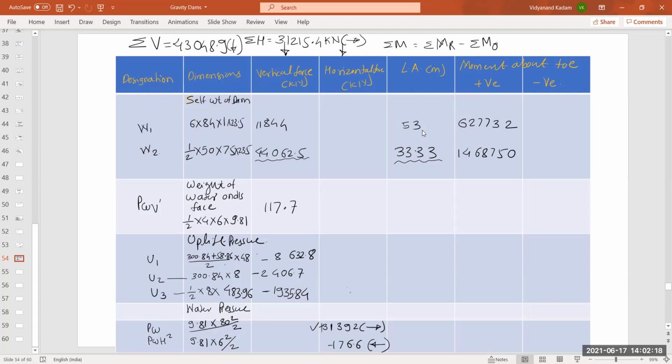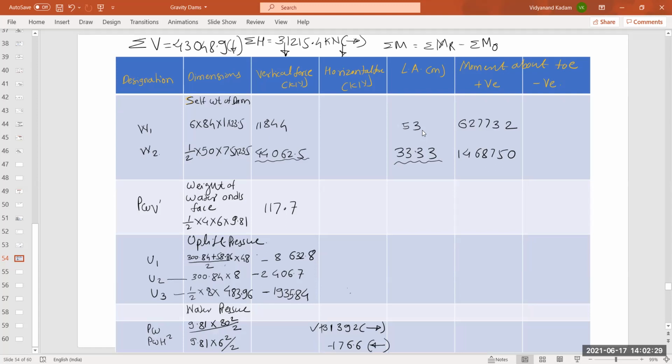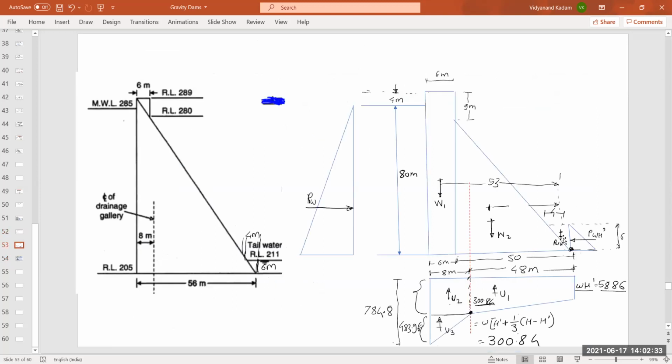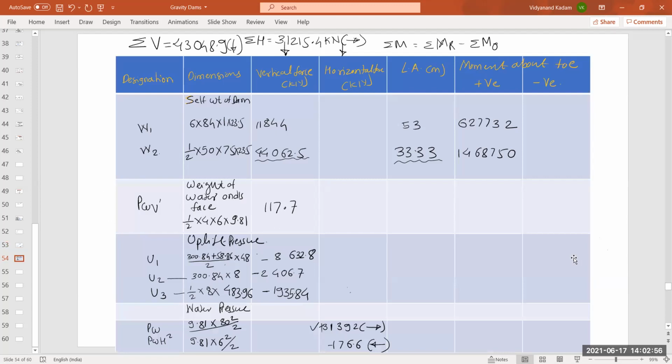Similarly, next is PWV. It is 117.7. Okay, now tell me what will be the perpendicular distance of PWV from toe of the dam. Okay, see, this is PWV and this is toe of the dam. Okay, so width of the base of this triangle is 4 meter. So from the toe we have to take 1/3 of base. So it is 4 by 3. So 4 by 3 is equal to how much? It is 1.33. So 117.7 into 1.33, it is 157. And it also creates clockwise moment. Okay, resisting moment.